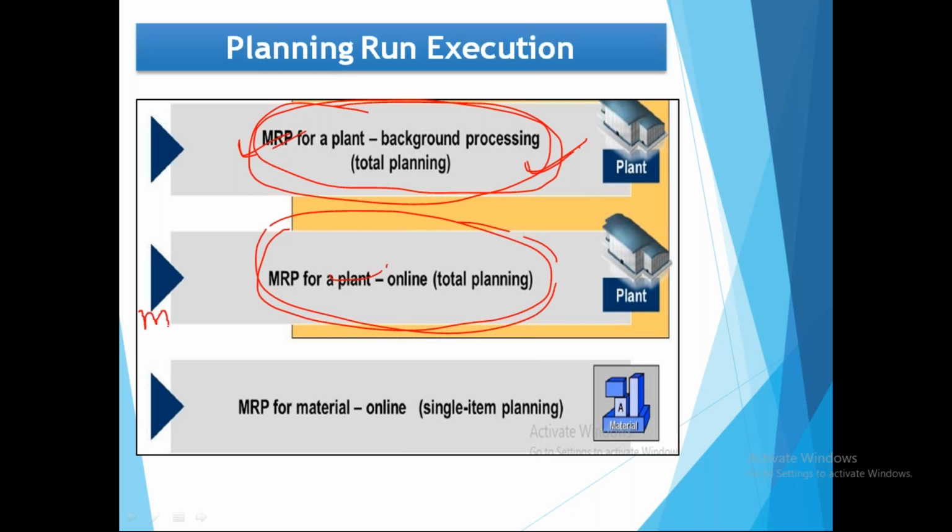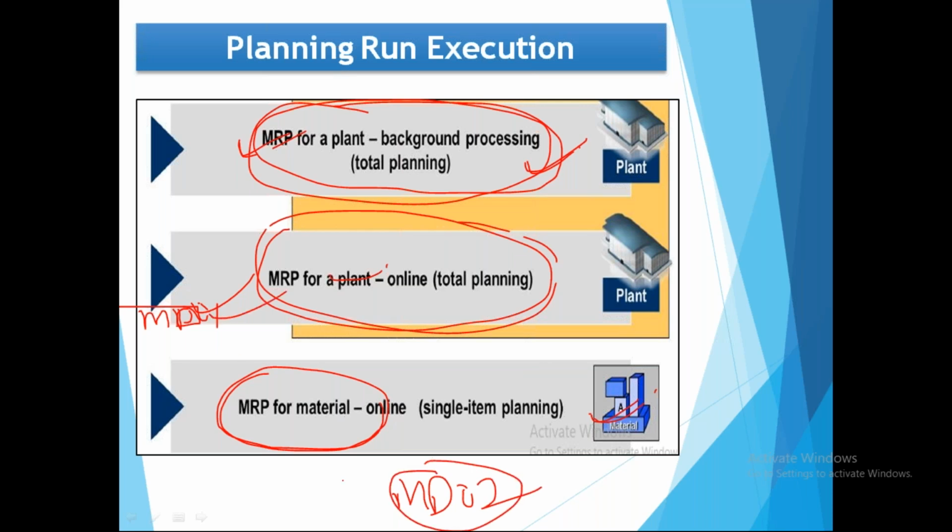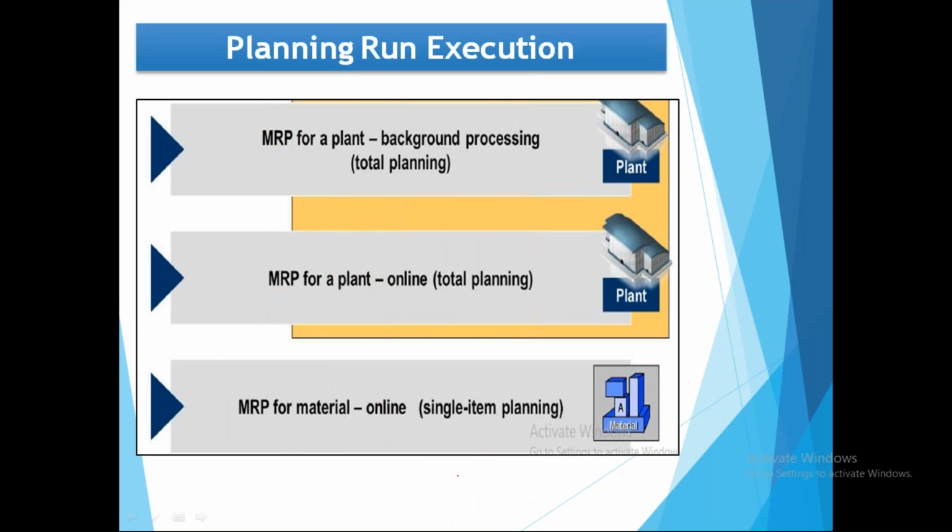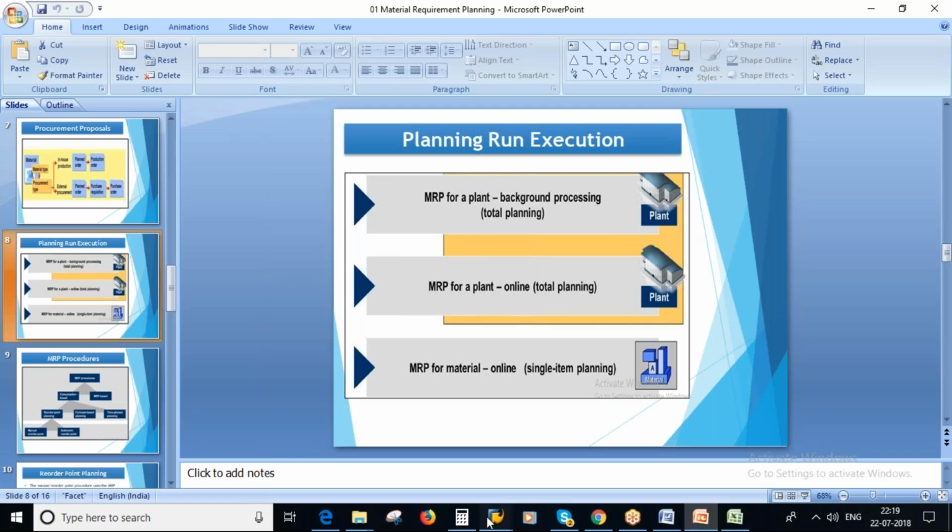The transaction code is MD01. You can run it through the transaction. Another option is that you can run MRP for a single material also. The transaction code is MD02. I'll show you these transactions, but their execution and everything will be taken care of by the PP consultant. It comes under the scope of the PP module. I'll show you the transactions anyhow.